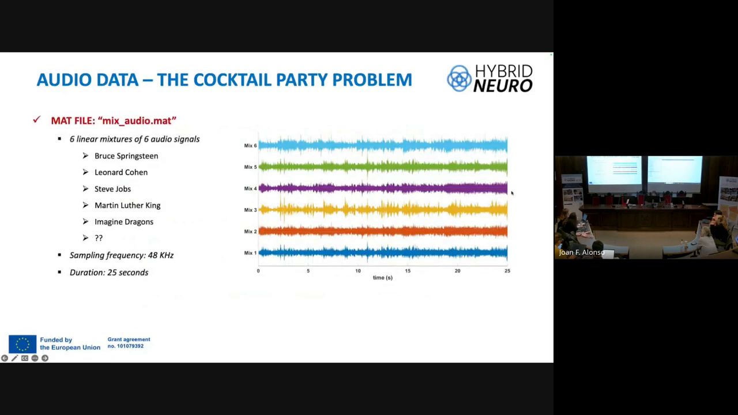In the drive we share with you a file called mixaudio.mat. In this file we have around 25 seconds of six linear mixes of six audio sources, which are a song from The Boss, another song from Leonard Cohen, two speeches of Steve Jobs and Martin Luther King, another song of Imagine Dragons, and finally an unknown audio source. The sample frequency is 4 kilohertz, and the question is: will we be able to identify the unknown source? Is it a speech or a song?